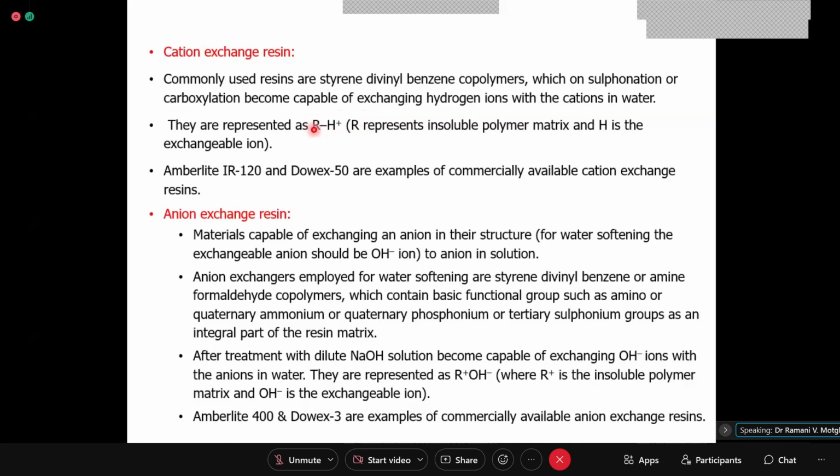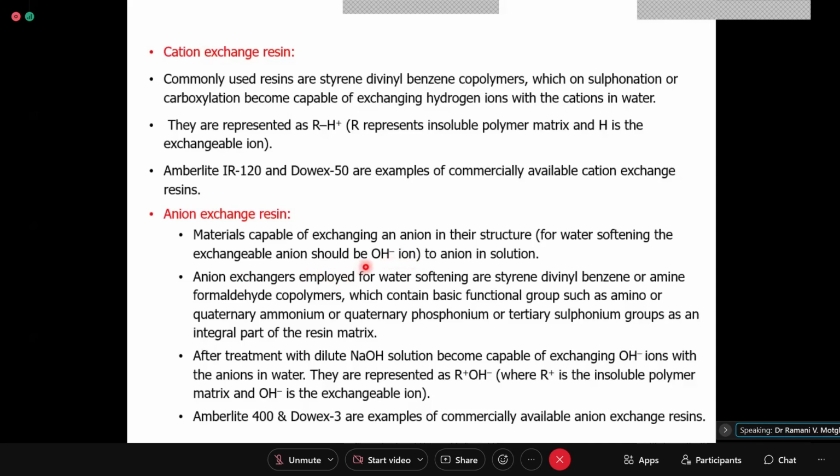So you can consider if it is a cation exchanger resin, this R comprises a negatively charged fixed charge group. Okay, negative fixed charge group is there in this resin. Examples are Amberlite, Dowex. These are examples of an exchange resin. Then anion exchange resin, materials capable of exchanging anions with its structure or the counter ion. And for water softening, the exchangeable anion should be OH minus ion.